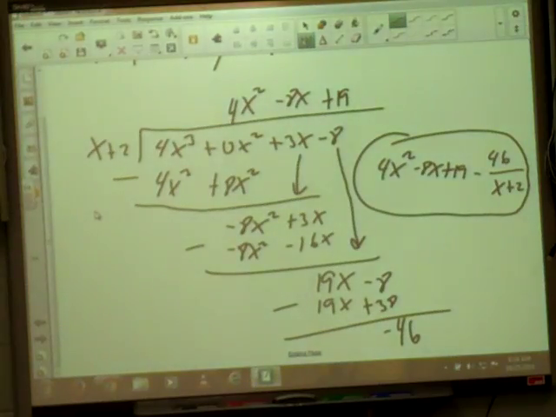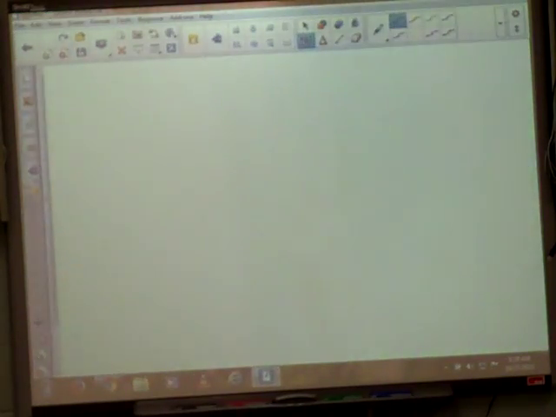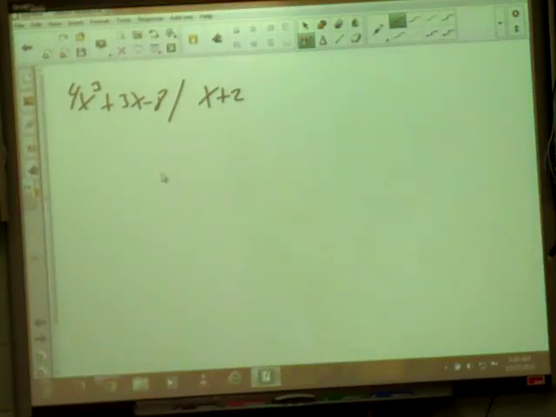Alright, I'm going to do that same problem now the other way. Okay? Let's try. Figure out what you need on that page. Alright, let me write the problem again here. 4x cubed plus 3x minus 8. We're dividing that by x plus 2.